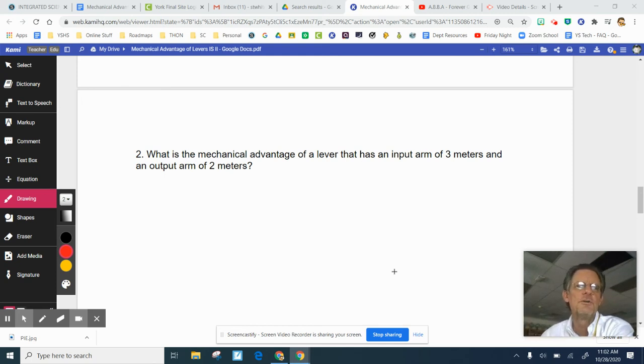This is part 2 of mechanical advantage of levers. So we're just going to keep going here. I'll give you some hints on some of these other problems.